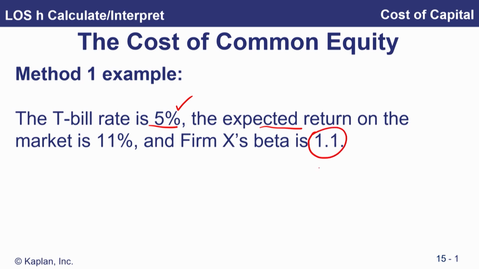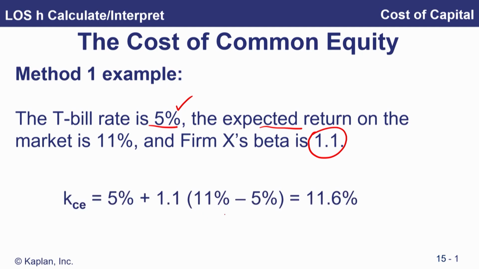1.1 times the premium. So here's our 6% market risk premium, 1.1, that's 6.6 plus 5, 11.6%. So you may as well go ahead and memorize that formula for the CAPM. You're going to have to do that at some point anyway.